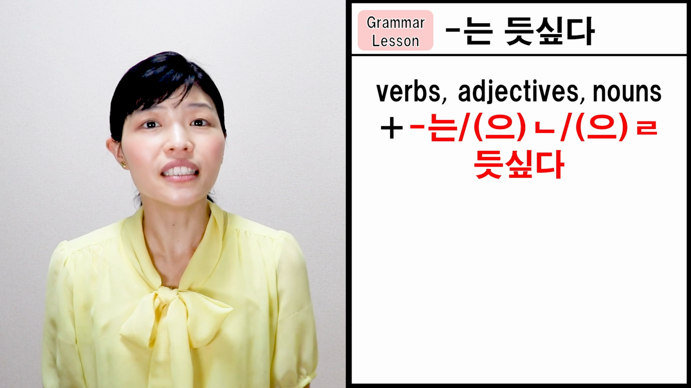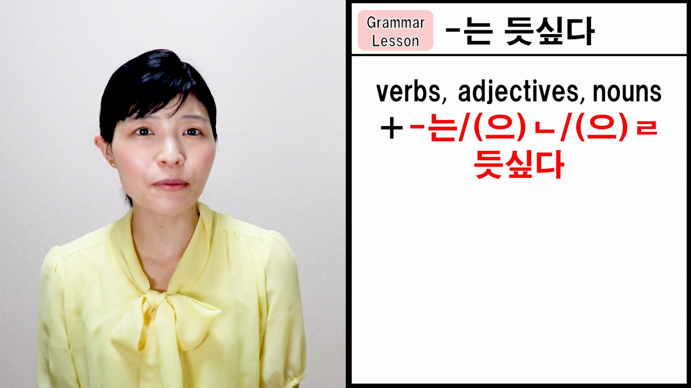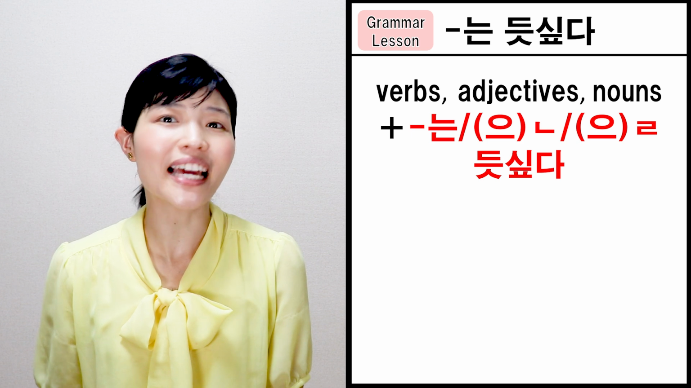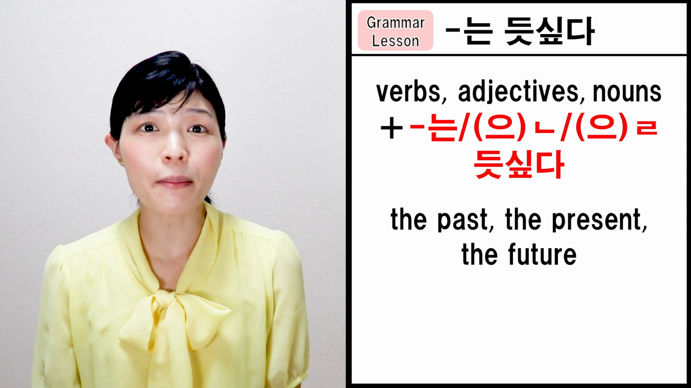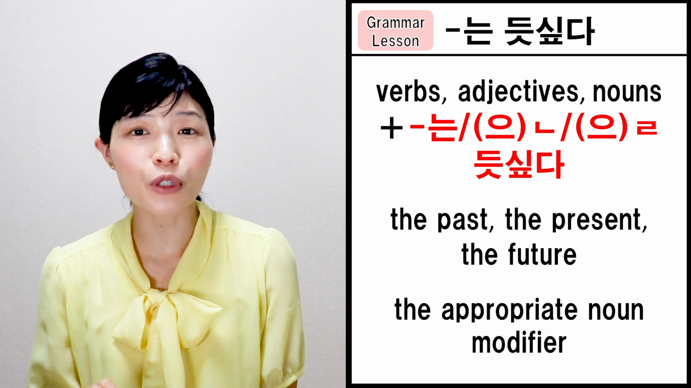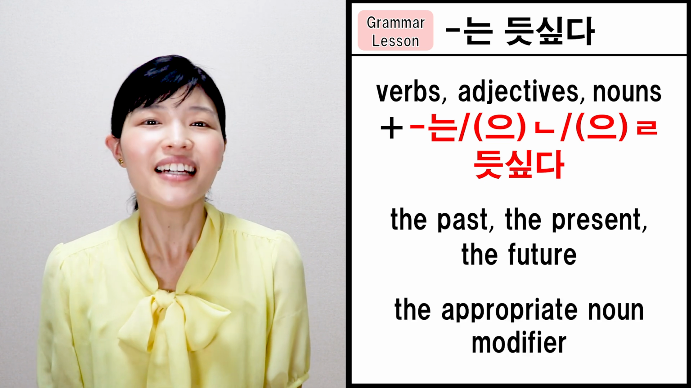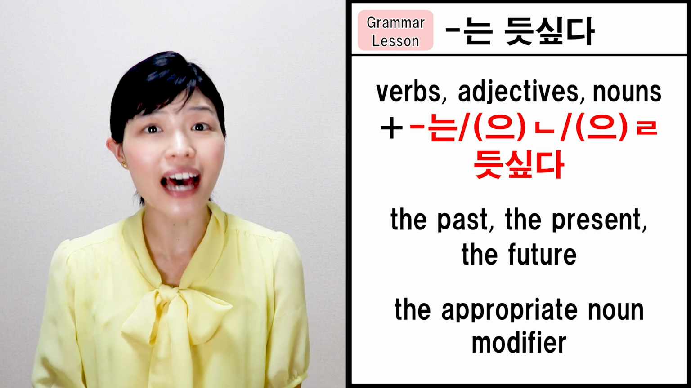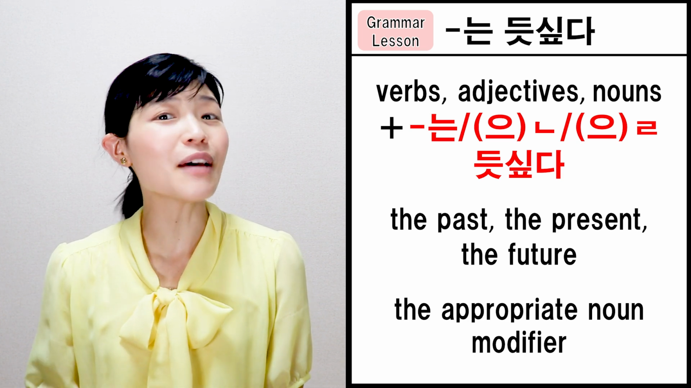You can attach 는, 은이은, 리을 듯 싶다 to verbs, adjectives, and nouns. You can use this grammar for the past, the present, and the future, and use the appropriate noun modifier. Since you already know how to make a noun modifier, I'll explain them briefly.